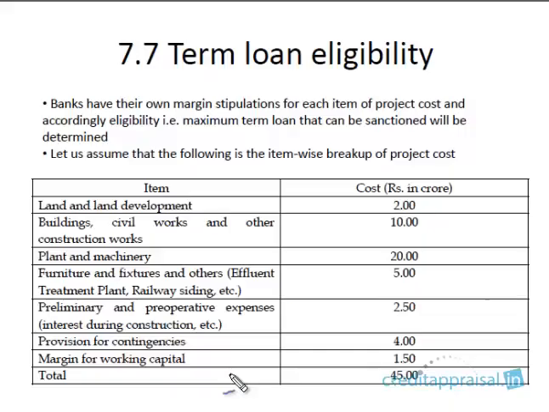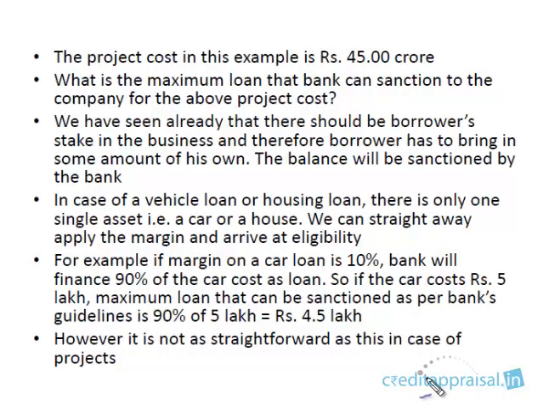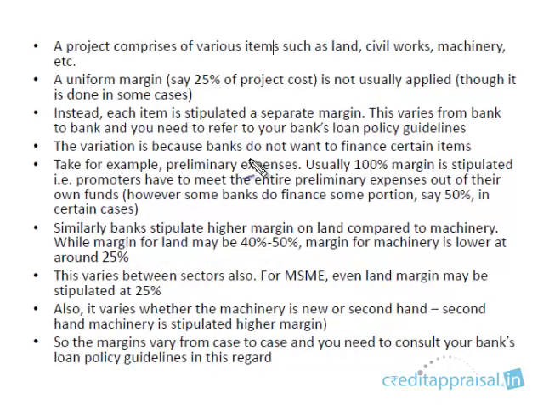Okay, so let us take this example where this is the project cost. Okay, this project cost is 45 crores and the individual breakup is given as follows. So land is 2 crores, land and land development, civil works, plant and machinery 20, and so on. Okay, so 45 crores is the total project cost. So in this case, what is the maximum loan that the bank can sanction? What is the eligibility, term loan eligibility in this case? So as we discussed, we have to calculate item wise margin, separate margin for each item.